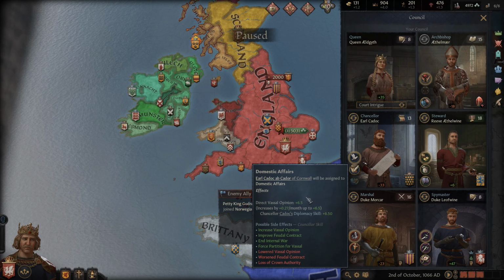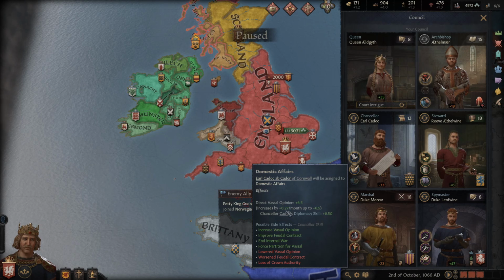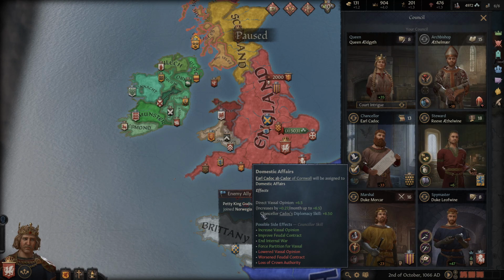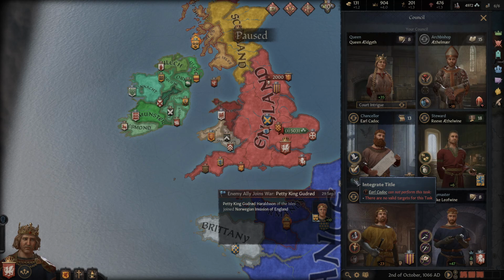You can also work internally under the form of domestic affairs, and this does basically what it says on the tin, and increases your vassal's opinion of you by a certain amount per month until it hits a threshold. The threshold depends once again on your Chancellor's diplomacy stat. The higher the stat, the higher the threshold. Once again, there are possible positive and negative side effects associated with this action. His last action is that of integrating titles, which basically lets you integrate land into your realm that is not de jure part of your kingdom.